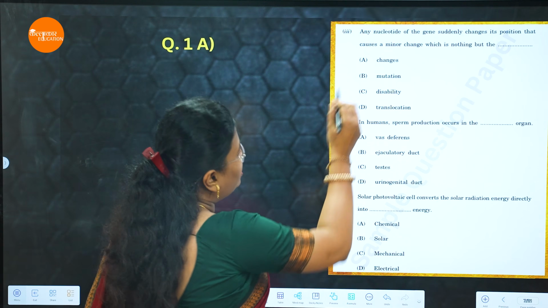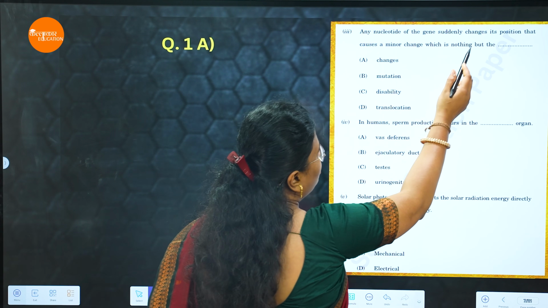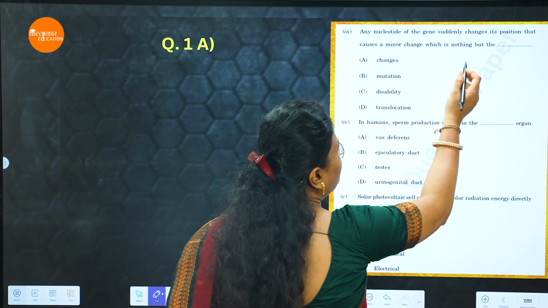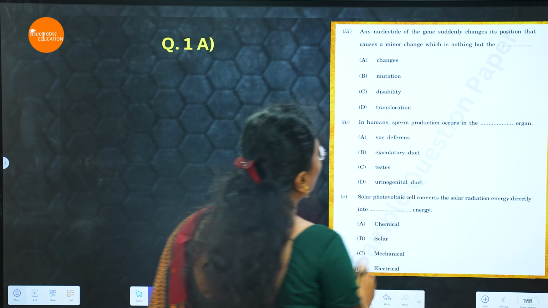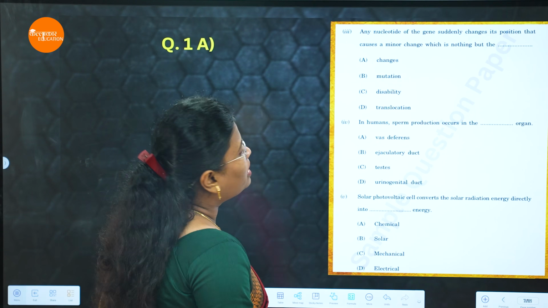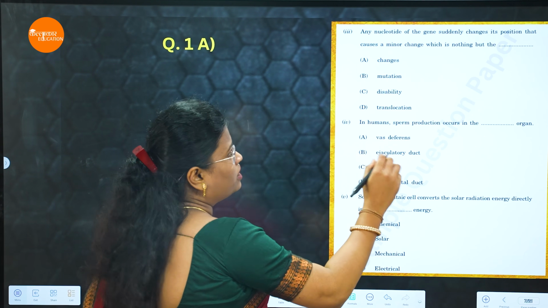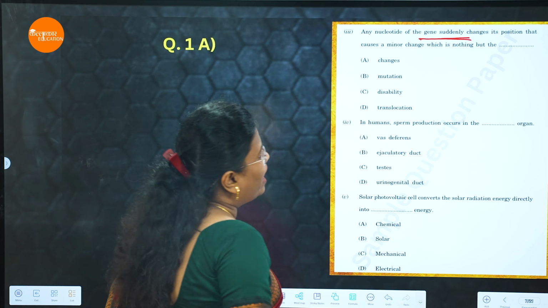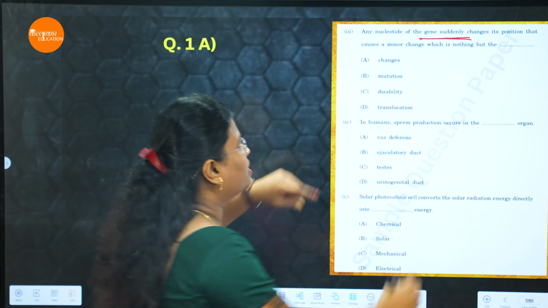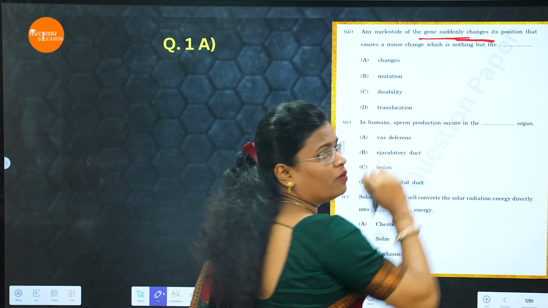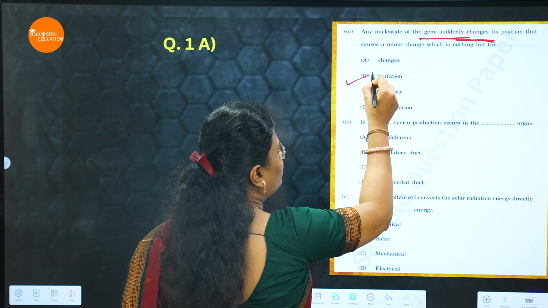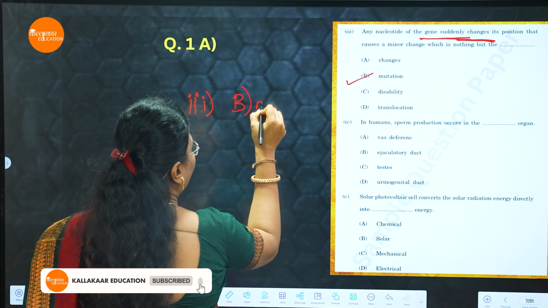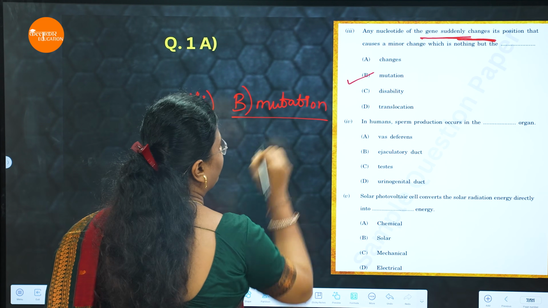Question number 3. Any nucleotide of the gene suddenly changes its position, which causes a minor change, which is nothing but what? So you have to identify what process is going on. After reading the question, this word will give you the idea of the answer: gene suddenly changes. Suddenly changes means it is related to mutation. So the answer will be 3B, mutation. This is your correct option.